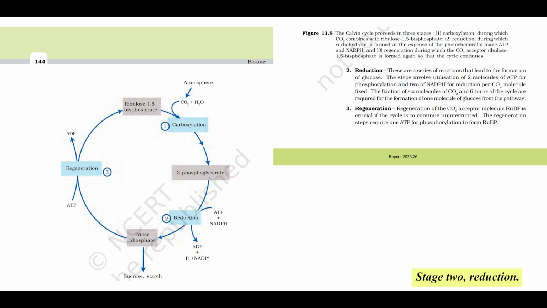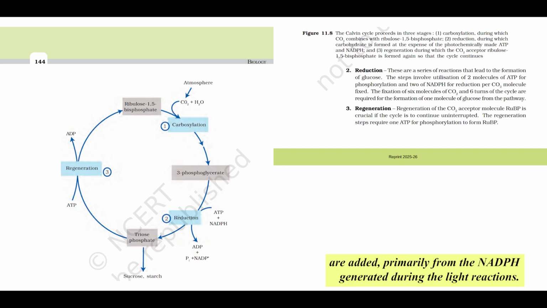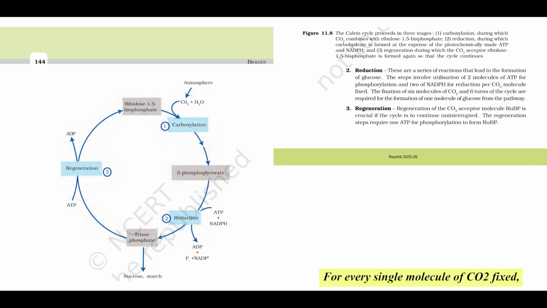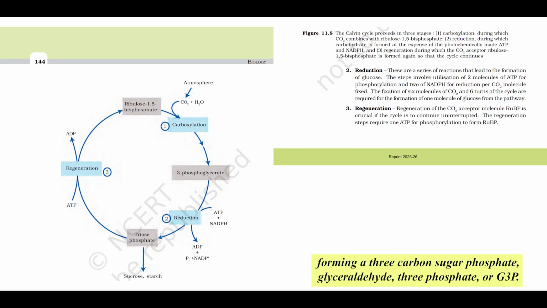Stage 2, reduction. This stage involves a series of reactions where the 3-PGA is converted into sugars. It's called reduction because electrons and protons are added, primarily from the NADPH generated during the light reactions. This is the main energy-consuming part of the cycle. For every single molecule of CO2 fixed, this reduction phase uses 2 molecules of ATP for phosphorylation, activating the 3-PGA, and 2 molecules of NADPH for the actual reduction step, forming a 3-carbon sugar phosphate, glyceraldehyde 3-phosphate, or G3P.